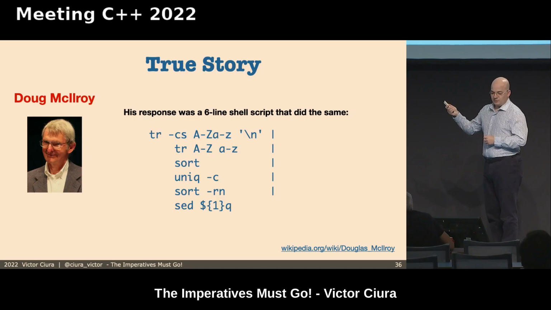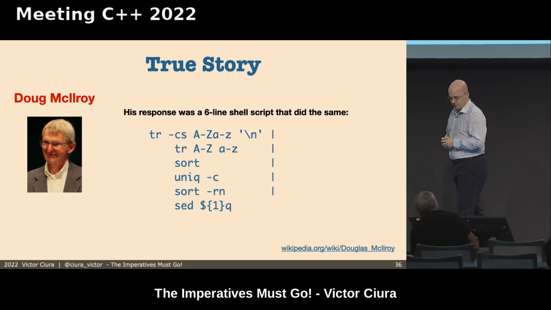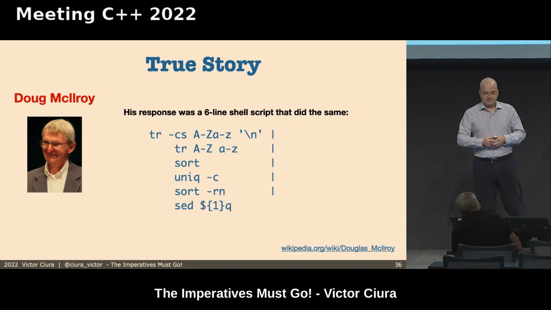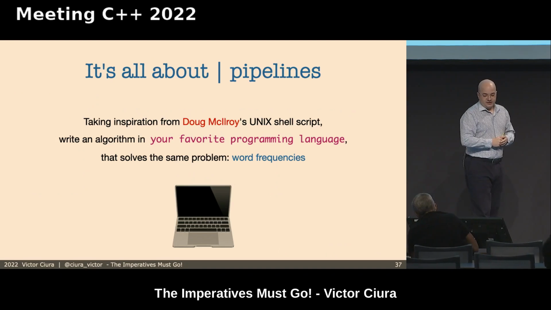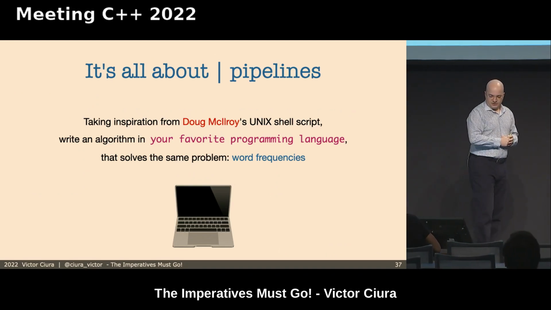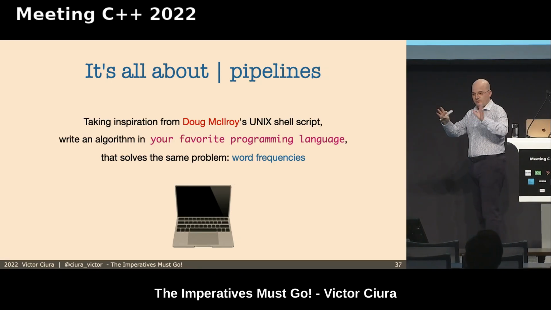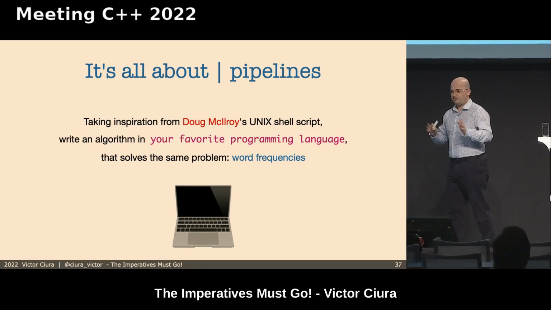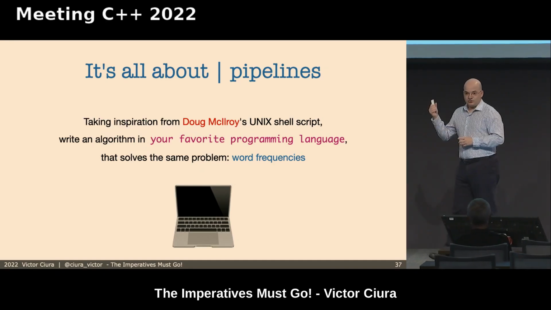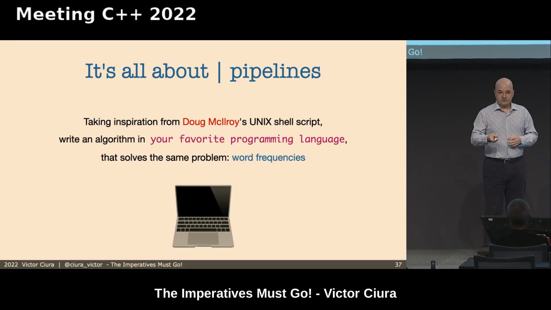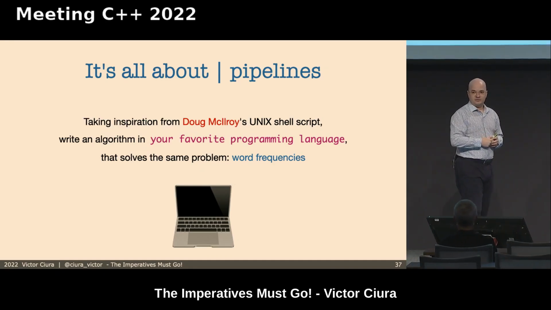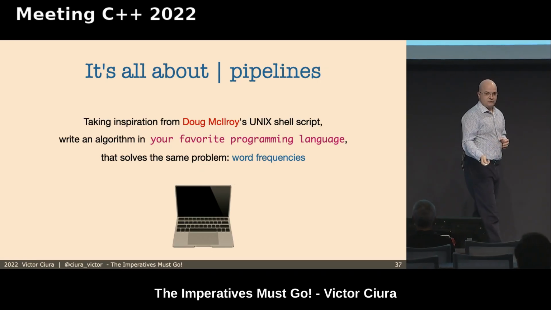I do encourage you to read more about Doug McElroy. I think he deserves more exposure and recognition for his contributions, and not just this script. So taking inspiration from Doug McElroy's Unix shell script, you can think about writing an algorithm in your favorite programming languages, doesn't have to be C++, and try to solve the same problem, but in the spirit of Doug McElroy's pipe, and see what you come up with.